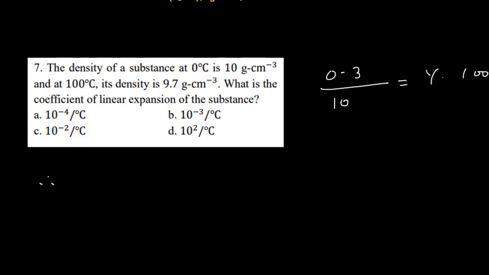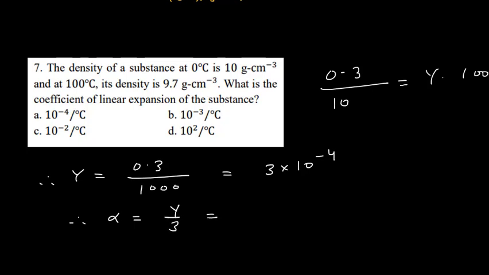So therefore the value of gamma is equal to 0.3 divided by 1000. Okay, so this is the value of gamma, which is 3 into 10 power minus 4. Therefore alpha is equal to gamma upon 3, so we have to divide it by 3. So it will become 1 into 10 power minus 4 per degree Celsius. So this first option is the correct one, right?